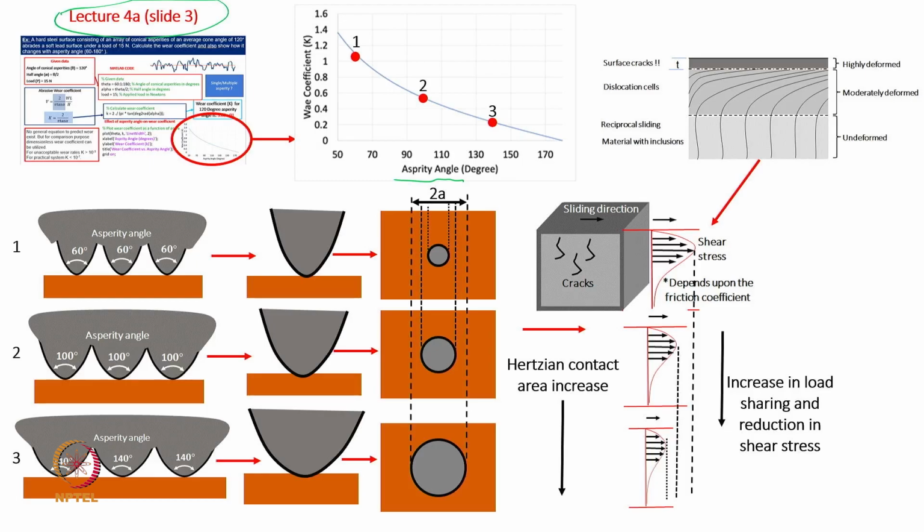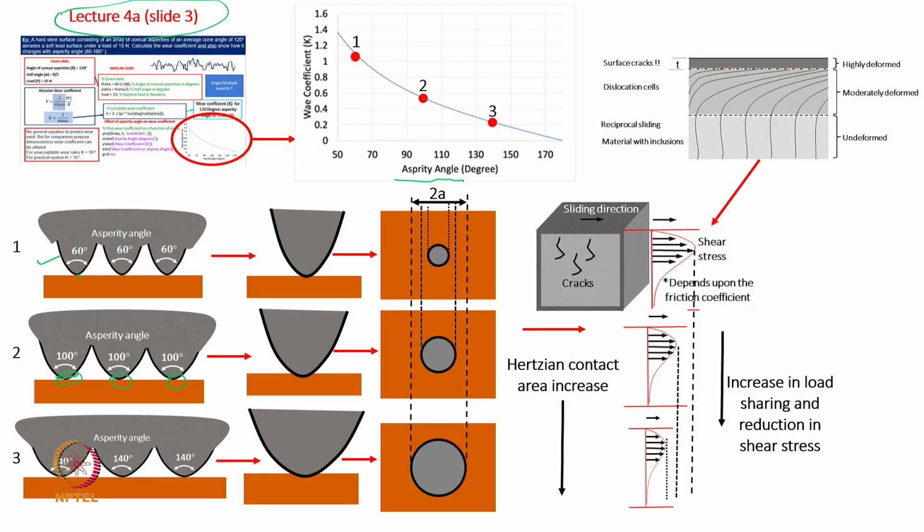To elaborate this in more detail, when the asperity angle is 60 degrees, you can see the rounding of the edge is not that much, and the area of contact will be lesser. When the angle has increased to 100 degrees, naturally some sort of penetration of the asperities will happen. When the penetration happens, the area of contact will increase, and moreover it will be a smooth transition. It will not be like peaks going inside, it is the rounded edges going in.